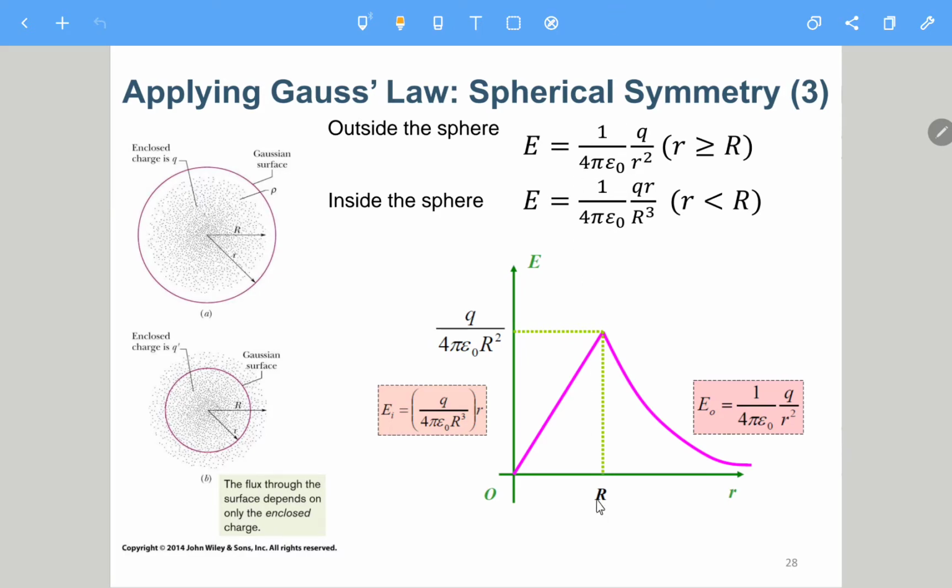So in this case, suppose we have a non-conducting sphere with uniformly distributed charge, which has a radius R. For the outside part, E will be like this, which is nothing special. But for the inside part, it increases linearly. So they join here. This part is proportional to r, but this part is proportional to 1 over r squared. So far, any questions?